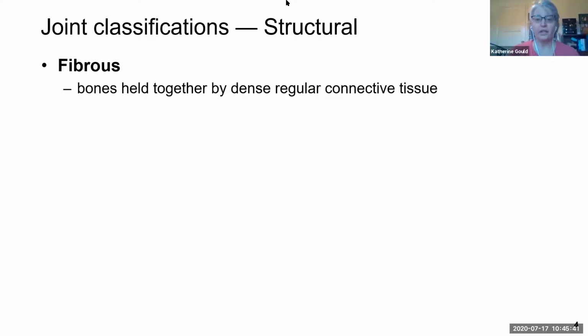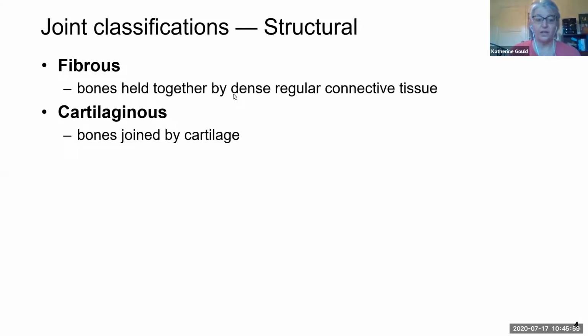Now we're going to talk about two different classifications for joints. We have structural and functional classifications. Structural is how the bones are fit together. Fibrous joints, the bones are held together by dense regular connective tissue. Cartilaginous joints, the bones are held together by a pad of cartilage.